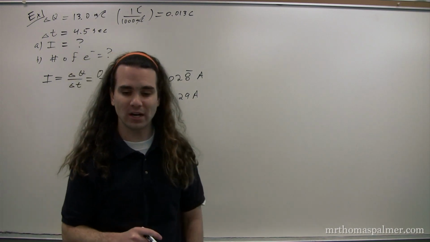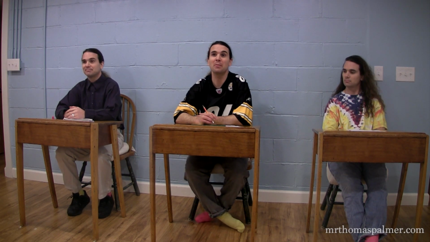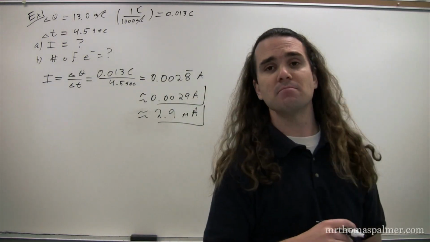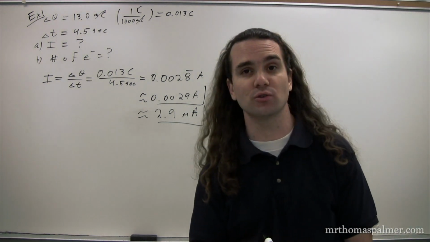What if we were instead to give our answer as 2.9? What dimensions would it have if we had 2.9 amps? That would be milliamps, because there are 1,000 milliamps in an amp, just like there are 1,000 millicoulombs in 1 coulomb and 1,000 millimeters in 1 meter. You're right, 2.9 milliamps or 0.0029 amps.